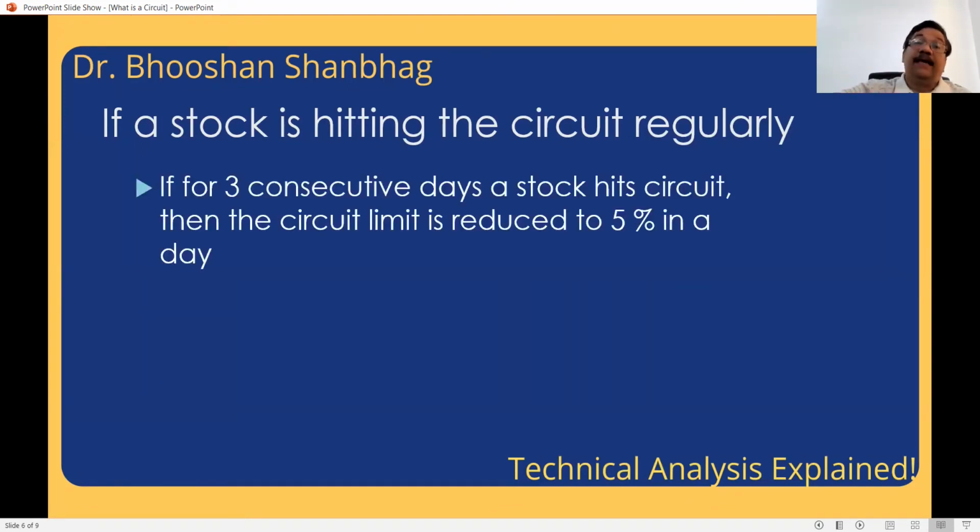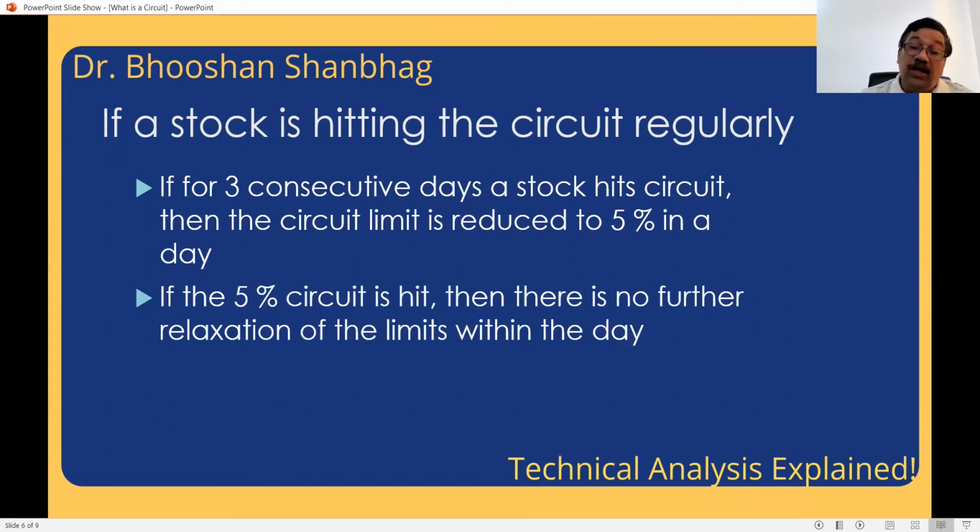Next day, again, same way, 10%, 15%, 20% limits will be there. But if for 3 consecutive days a stock hits 20% circuit, then the circuit limit is reduced to 5% in a day and there is no relaxation of limit after that. That is, if the stock goes up 20%, 20%, 20%, then what will happen? Thereafter, it will have 5% every day, not more than 5. So if the 5% circuit is hit, there is no further relaxation. Stock can very well come down if it was going up originally, but more than 5% it cannot move in the day.